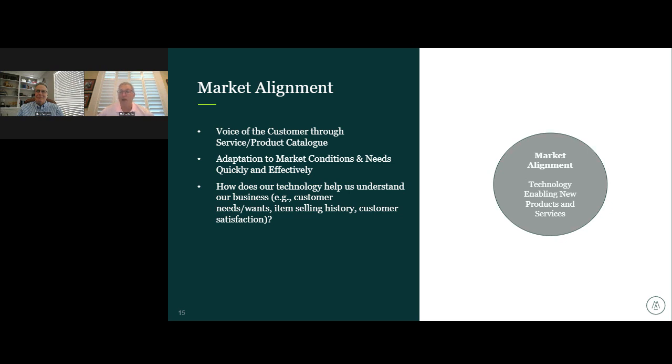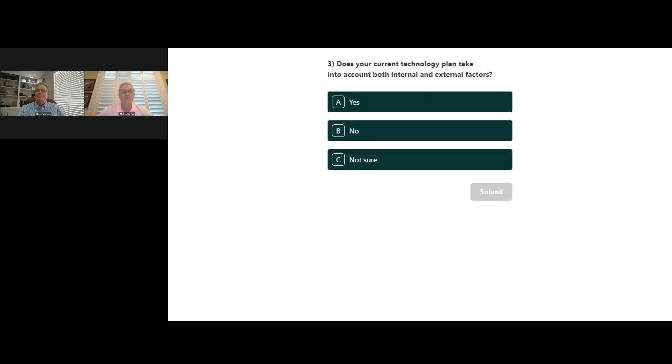So with that, we're going to go to our third polling question. Our third polling question is, does your current technology plan take into account both internal and external factors? Your options are yes, no, or not sure.